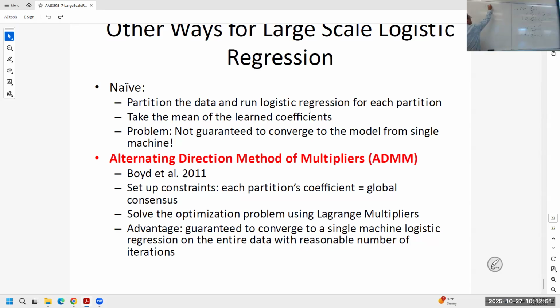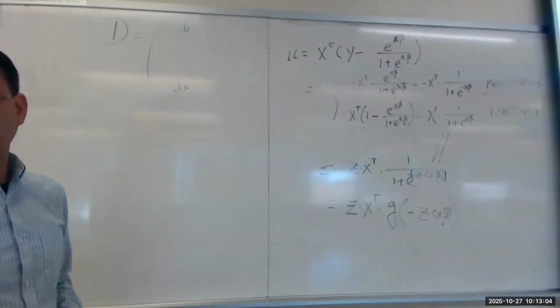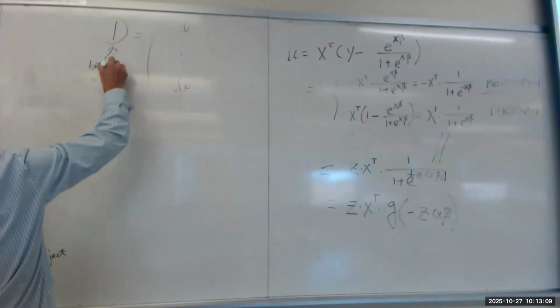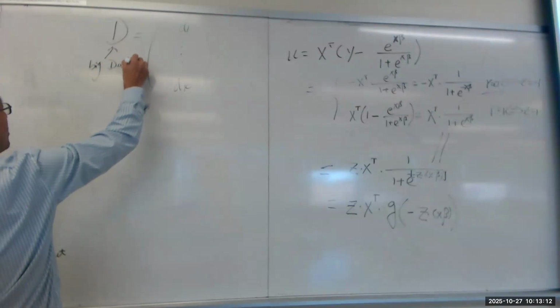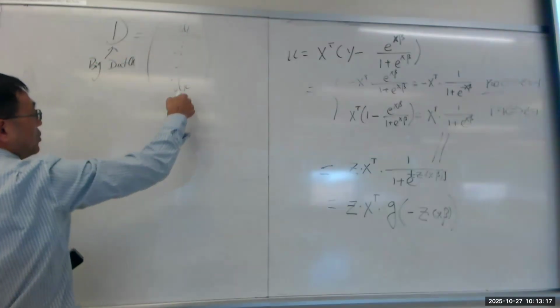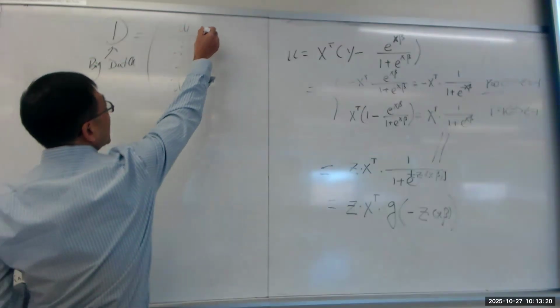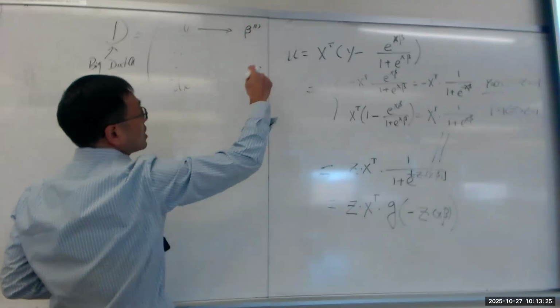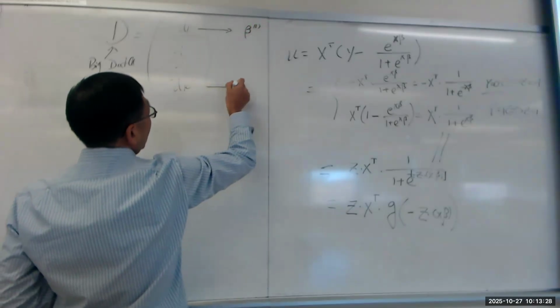So you have your big data, this is your big data, and I'm using the big D here. Now you partition it into small chunks, D1 up to DK. For each of D1 to DK, you can run a logistic regression. You get a beta one, which just means it's from the first chunk of data, up to beta K.